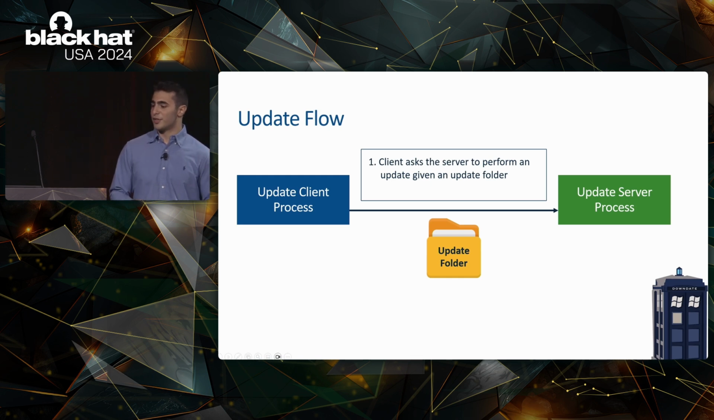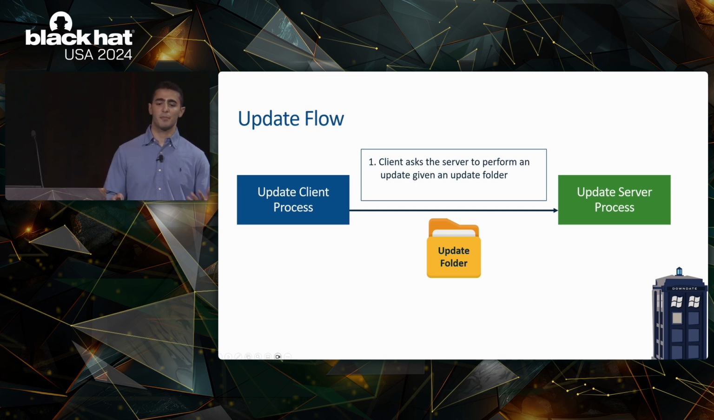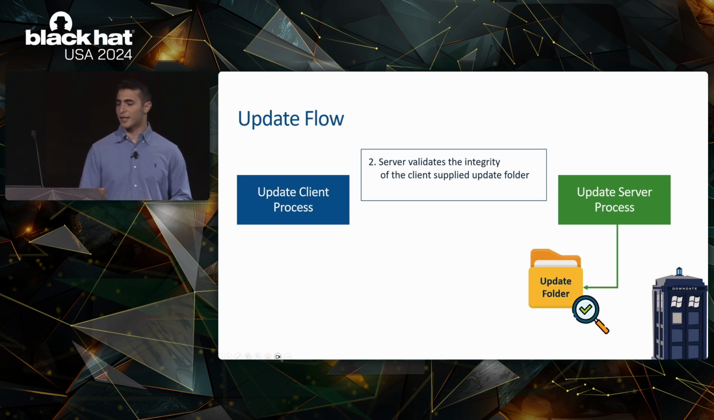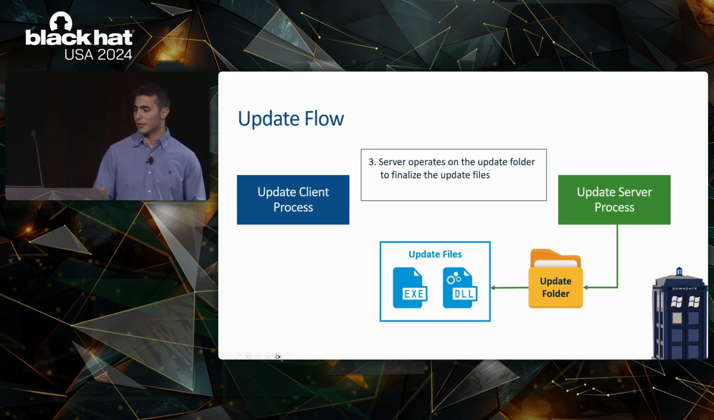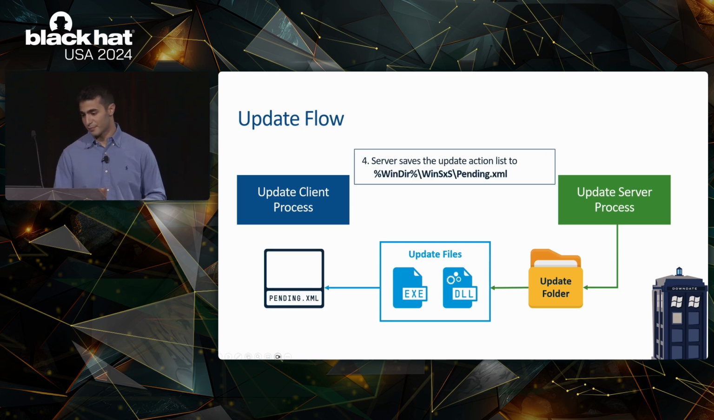So let's take a look at the simplified flow of the update process. First, the client asks the server to perform an update given an update folder. The update folder is supplied by the client. Second, the server validates the integrity of the client-supplied update folder. Third, following the verification, the server operates on the update folder to finalize the update files, and these update files are saved to a server-controlled folder, one that is not accessible to the client. And so the client cannot, at this point, directly modify these update files.